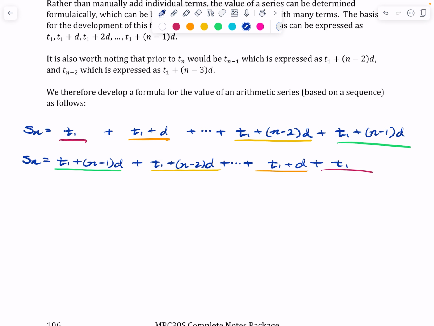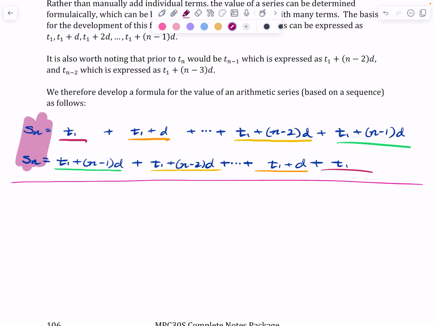Your next step is going to involve some addition. I can draw a straighter line than that. There we go. On this left side, we have Sn plus Sn, and that gives us 2Sn. On this right side, we're going to add these terms together column by column. So we've got these two being added.